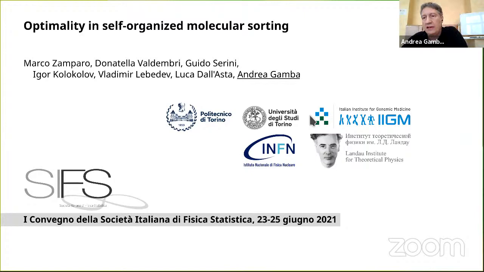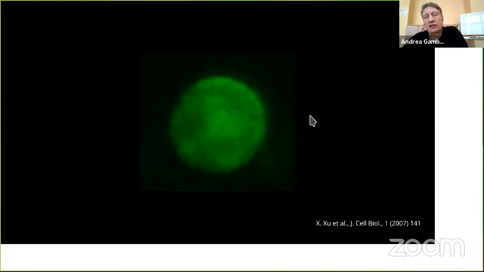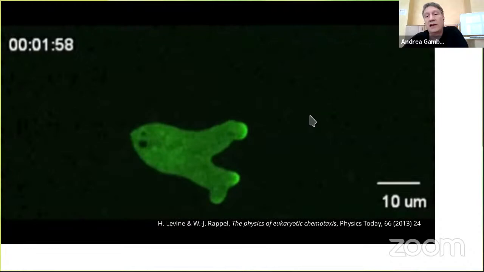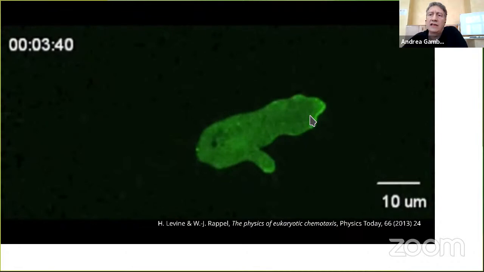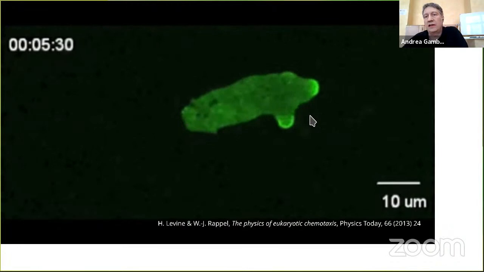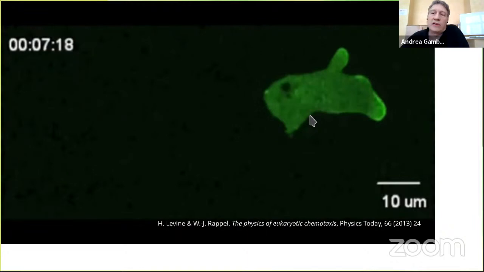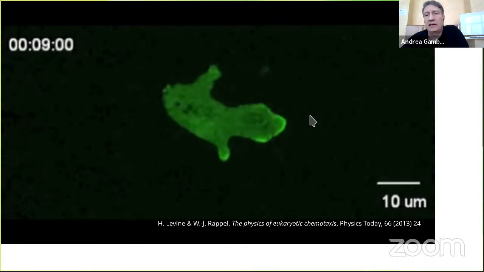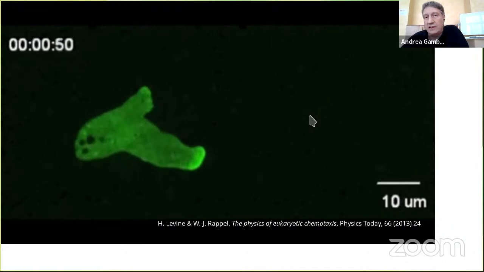To introduce the topic, I will just start by showing a picture of a eukaryotic cell. From some point of view, a cell is simply a small sphere filled with water, sugars, nucleic acids, proteins, and lipids, and enclosed in a tiny lipid membrane. However, if you put this cell in appropriate conditions, it's capable of amazing things, like, for example, here, migrating. Migration is a fundamental, vital function of the cell. And to perform this function, the cell has to break its original symmetry and adopt a complicated and dynamically changing morphology.